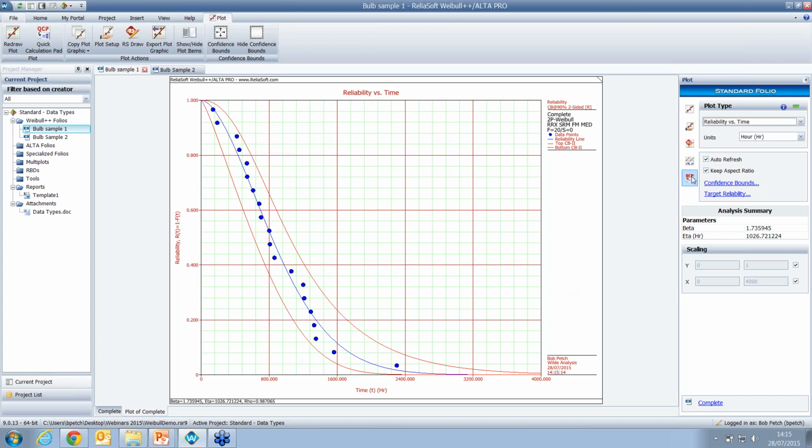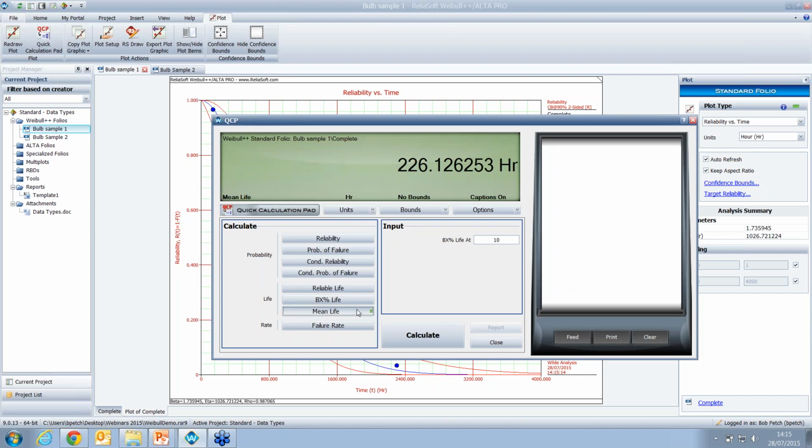There is a quick calculation panel that automatically calculates the key metrics of the analysis and displays them numerically. From here, we can calculate the mean time to failure, or MTTF. For this set of bulbs, the mean time to failure is 915 hours.